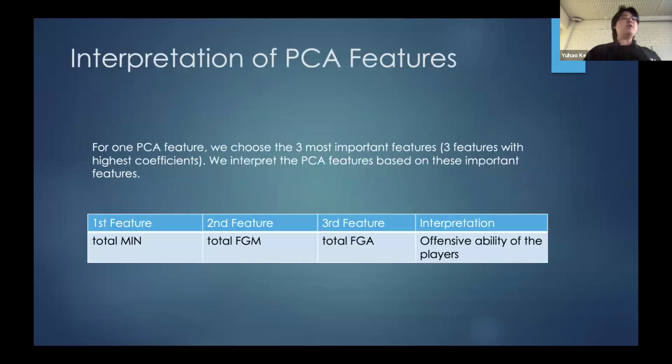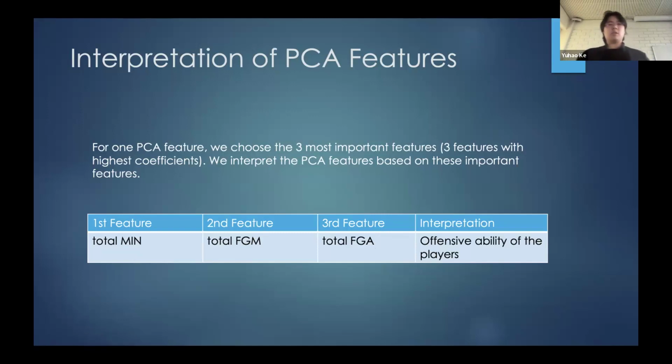And here is a simple interpretation of PCA features. If you are familiar with PCA, you know that one PCA feature is a composition of all the features, like the 71 features, and we just need different coefficients for them. For one PCA feature, we choose the 3 most important features, that is, the 3 features with the highest coefficients. And this highest means the highest absolute value, not the actual value. We interpret the PCA features based on these important features. Here's an example of the first feature. The first PCA feature is composed of these 3 important features: the total minutes, the total FGM, meaning field goals made, and the total FGA, meaning field goals attempted.